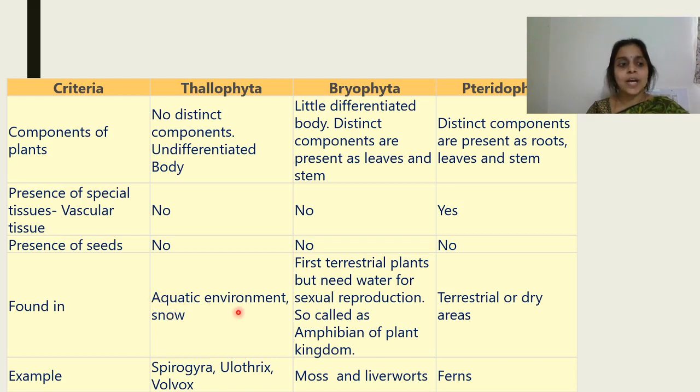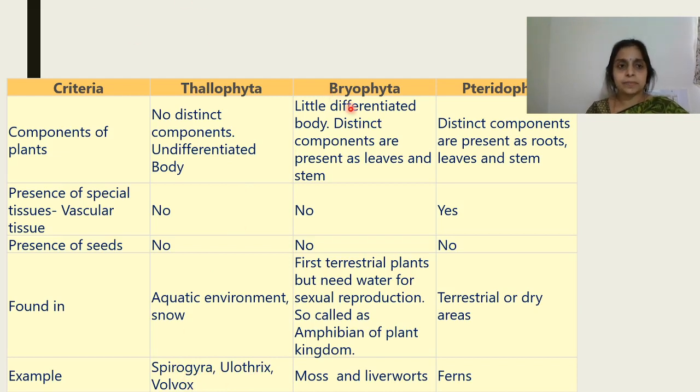They are mainly aquatic in nature. Algae have pigments, chlorophyll pigments, so they are autotrophic in nature. Algae have a cell wall, made up of cellulose. A few examples of thallophyta are Spirogyra, Ulothrix, and Volvox.